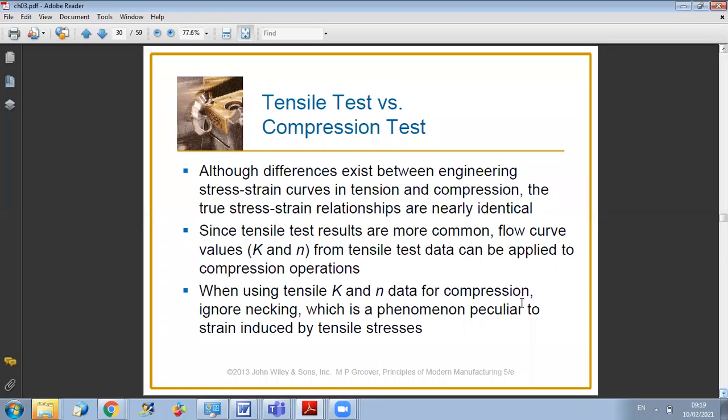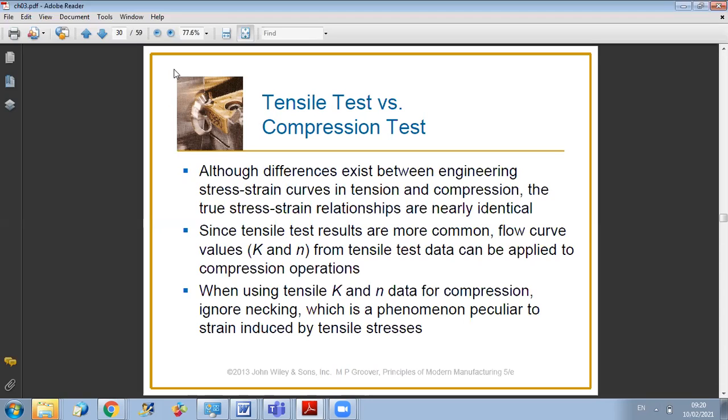So although differences exist between engineering stress-strain curves in tension and compression, the true stress-strain relationships are nearly the same. And since tensile test results are more common, flow curve values K and N can be deduced from tensile test data and can be applied to compression operations. When using tensile K and N for compression, we should ignore necking. That is, we don't have necking in compression. This is the only difference in the true curve, a phenomenon that is particular to tensile tests.